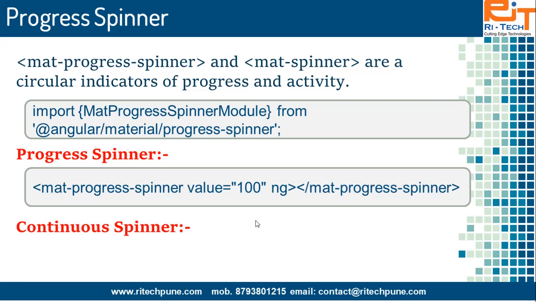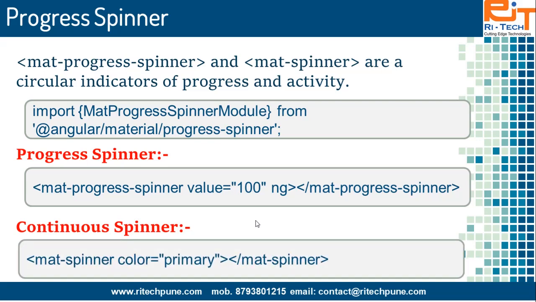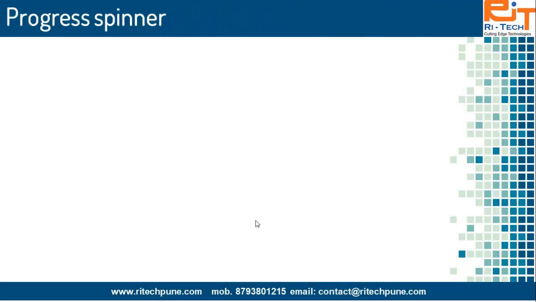Now if you want to show the continuous spinner, we need to use one more directive called mat-spinner, and this mat-spinner will show you the continuous spinner. So mat-spinner will show the continuous spinner until you hide it or stop it, and progress spinner will show you the spinner with a progress value. Now, let us understand a few more things here.